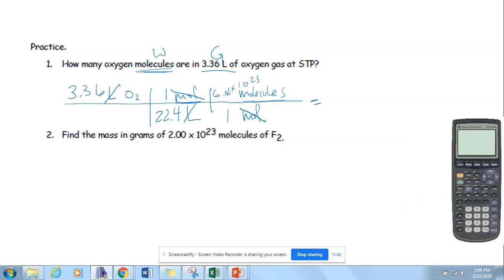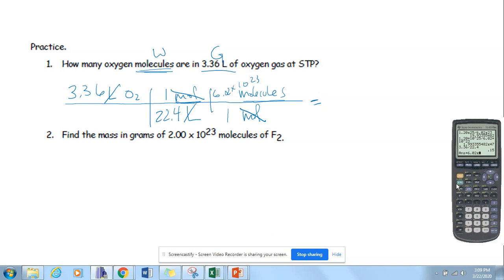let me turn it back on. We are going to get 3.36 times 1 divided by 22.4. You can go ahead and click enter here if you want to. You don't have to, but you can. This is our number of moles. I'm going to multiply that answer by 6.02 times 10 to the 23rd.